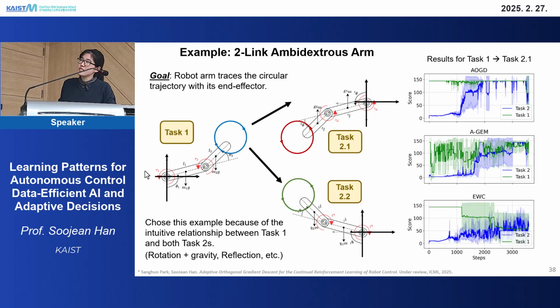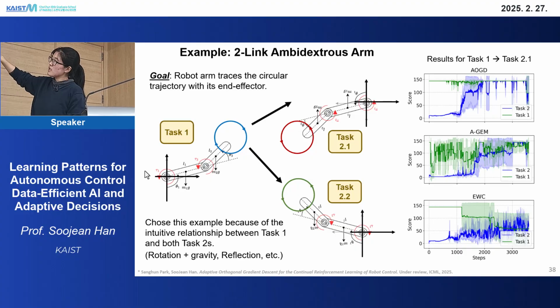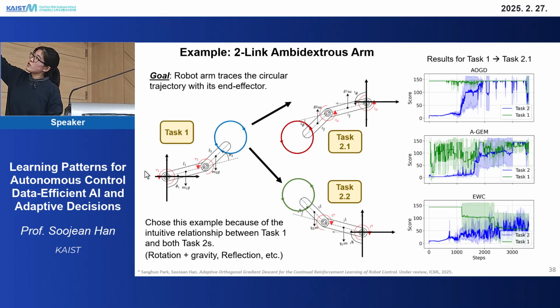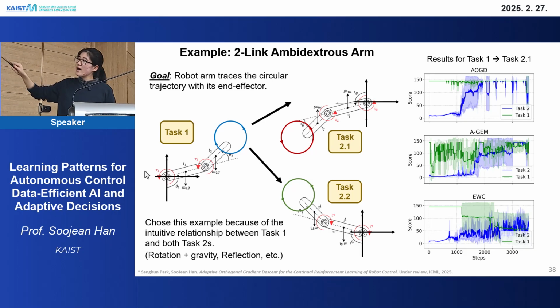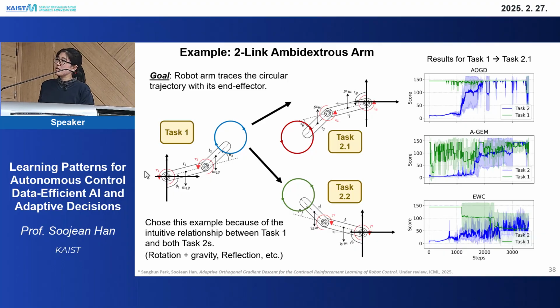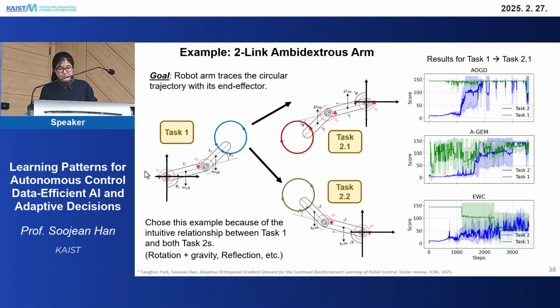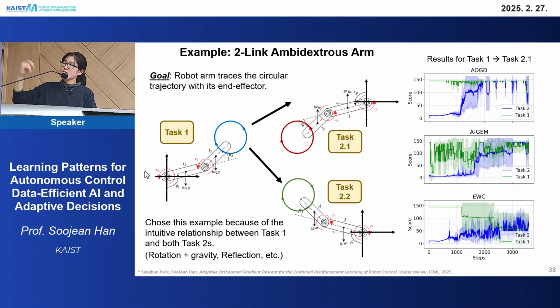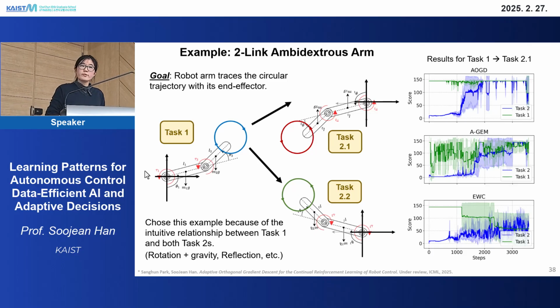So the results of moving from task 1 to task 2.1 are shown over here. We compared it against two standard baselines called AGEM and EWC. EWC is basically freezing the weights of the network, while AGEM is doing something with the gradient storage. And clearly we can see that AOGD manages to reach the highest reward faster while maintaining training stability. So there's not much fluctuation as it increases in the number of episodes as well as the reward. Okay. I also chose this example out of all of the examples that we did in the paper, just because there's this kind of intuitive relationship between task 1 and both task 2s. They're either related via a rotation or a reflection symmetry.